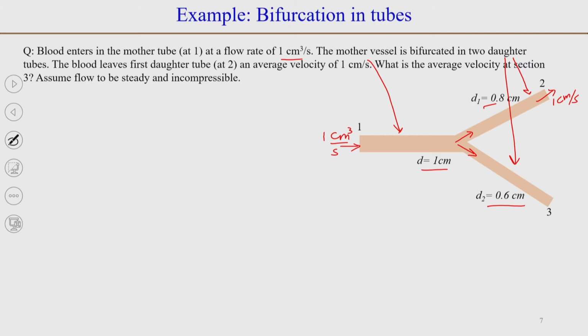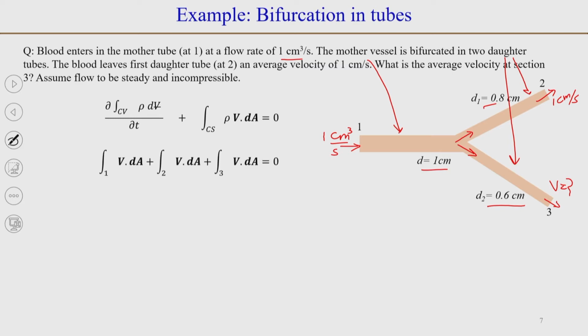Now, what we need to find out is the average velocity at this section. So, V at section 3 is what is to be found. You can assume the flow to be steady and incompressible. So, we start with the mass conservation equation, and in this mass conservation equation, because the flow is steady, we can take this out. The velocity given is average velocity.